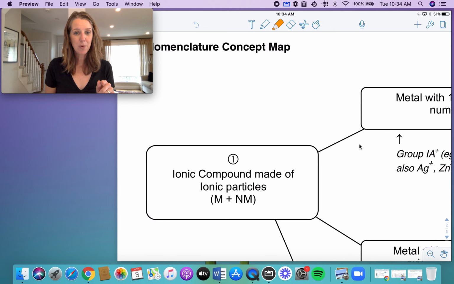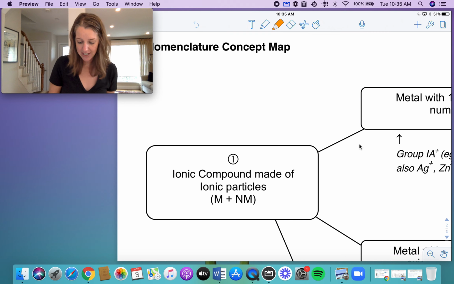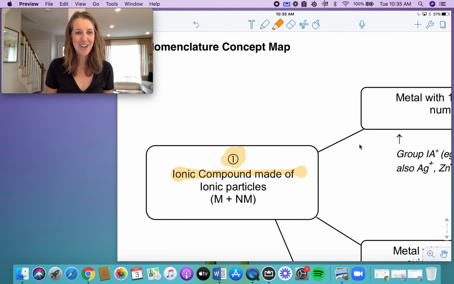The number 1 just refers to this as one type of naming rule that we have. This is where we have an ionic compound, and we know that an ionic compound is made up of a metal and a non-metal. How do you remember? You simply look at your periodic table, right? I would tell the grade 10s that. Just find them on the periodic table.